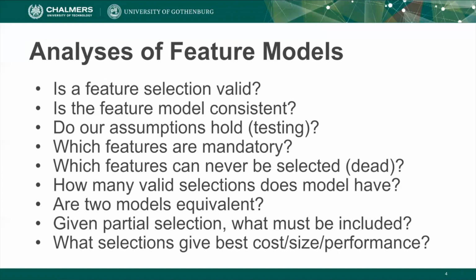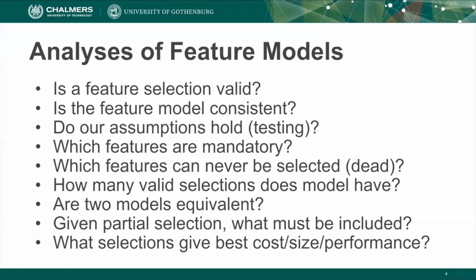Now, among many other things, feature model analysis can give us answers to questions like, is a given feature selection valid for the feature model? Is this a valid product we can build given the constraints we've outlined? Is our feature model consistent? That is, is there at least one valid feature selection that can come from this model? Are there certain assumptions that hold true for feature models? Which features are mandatory? What features can never be selected? What are our dead features? How many feature selections does a given feature model have? Are two feature models equivalent? Do they define the same feature selections?